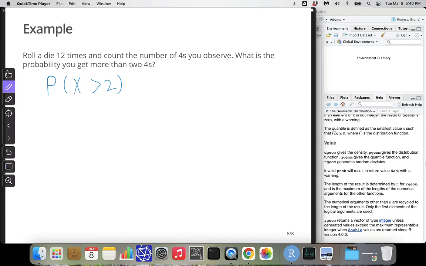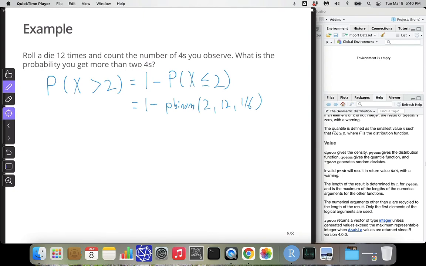Now, what do we do here? Since this is not a percentile, but it's close to a percentile. In fact, it's the complement of a percentile. We want to employ the complement rule here. So it's 1 minus the probability that X is less than or equal to 2. So this is 1 minus pbinom, the number of successes, the number of trials, and the probability of success.